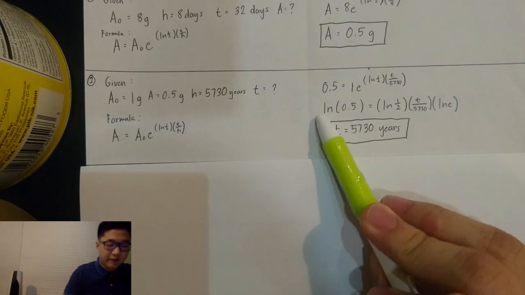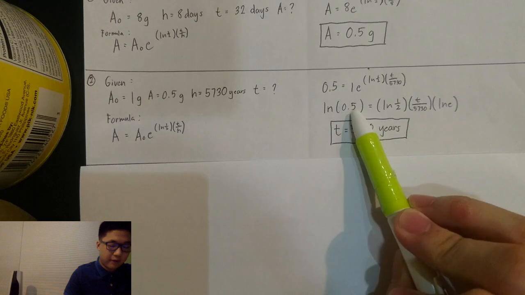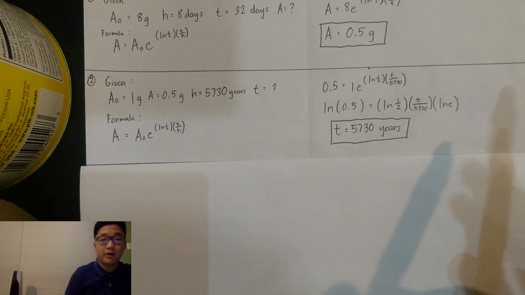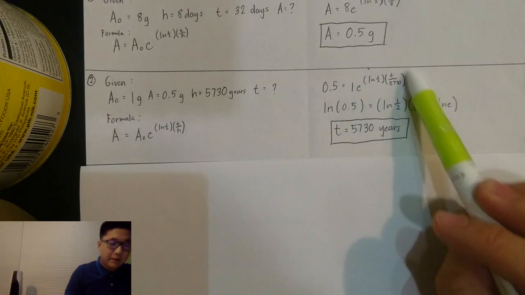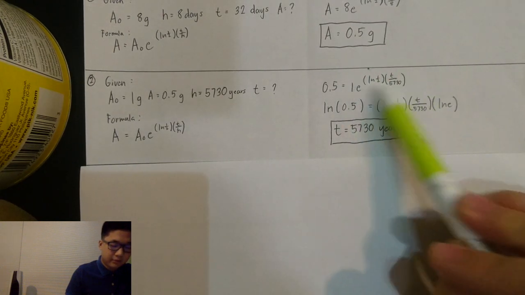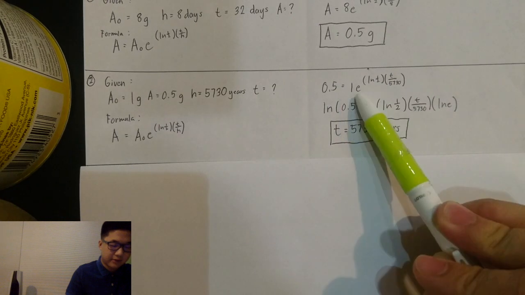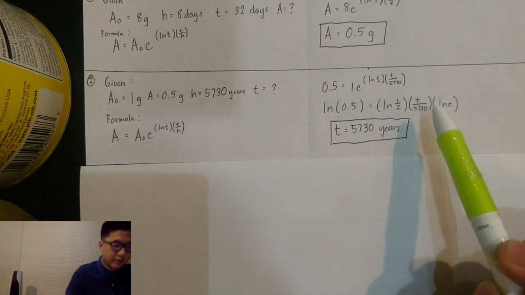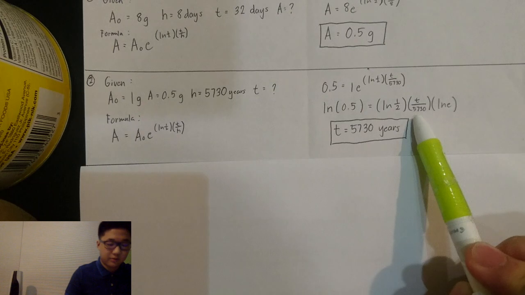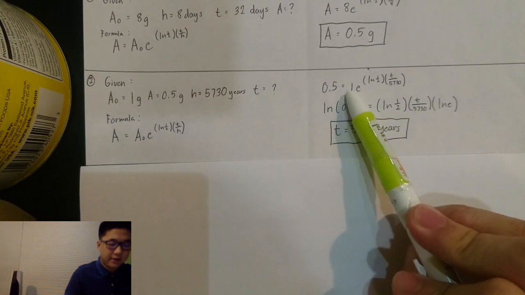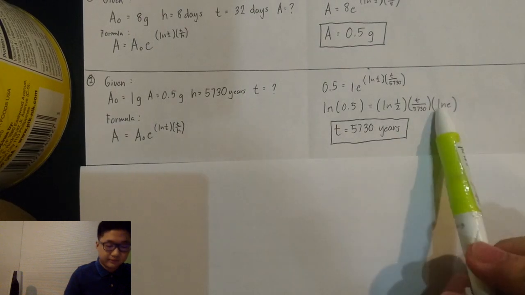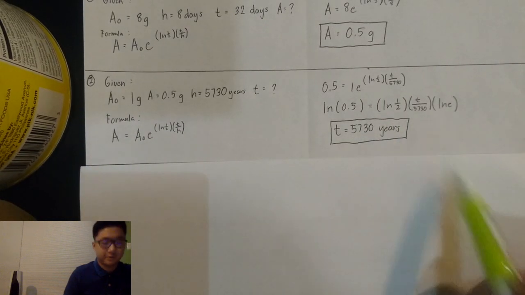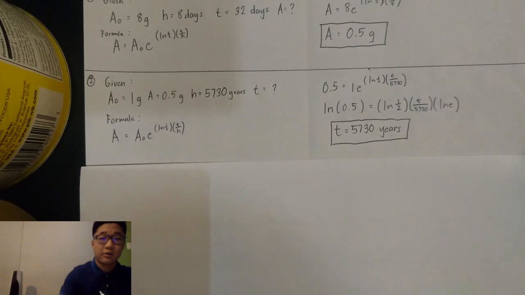So it's equal to 0.5. Then we take the ln of both sides, which is equal to ln 0.5. Note that when we take the ln of both sides, one property is that the powers can be dropped down here. So ln 0.5 is equal to ln 1/2 times T all over 5,730. Then we get the ln of e, and we know that the ln of e is equal to 1. So using our calculator, the final answer would be 5,730 years. So, yeah. Okay, go on to the next question.